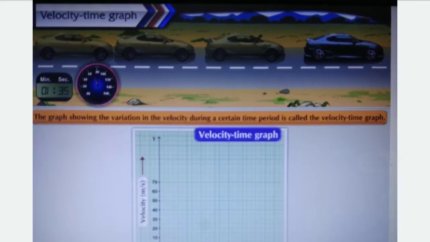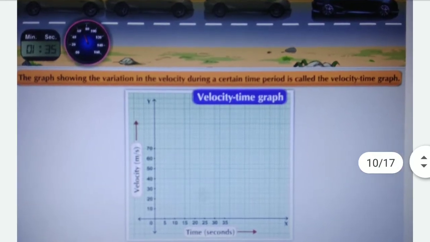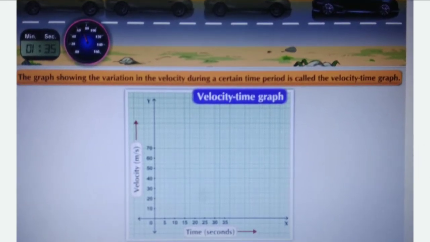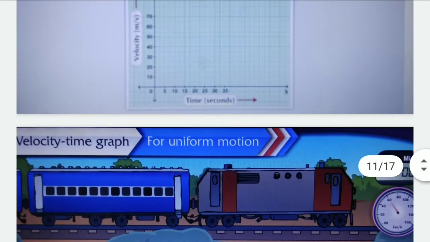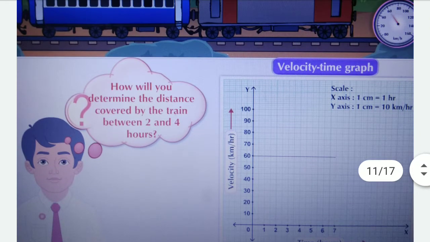Now let us see what is the velocity time graph. As we discussed earlier the distance time graph for uniform motion and non-uniform motion, similarly, now let us see what is the velocity time graph for uniform velocity and for uniform acceleration.